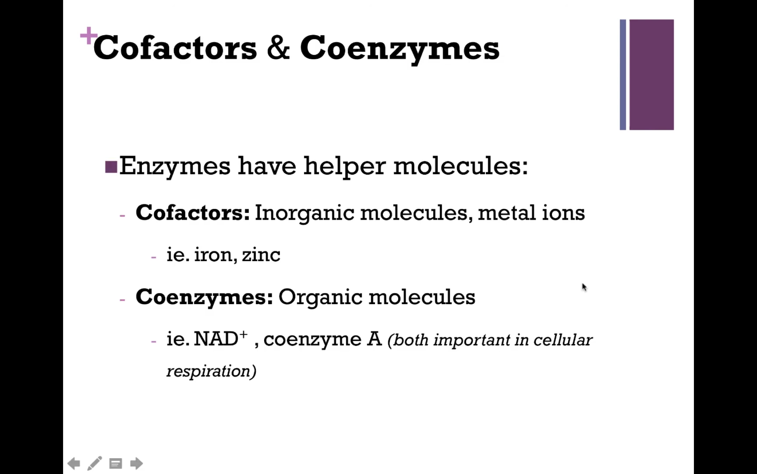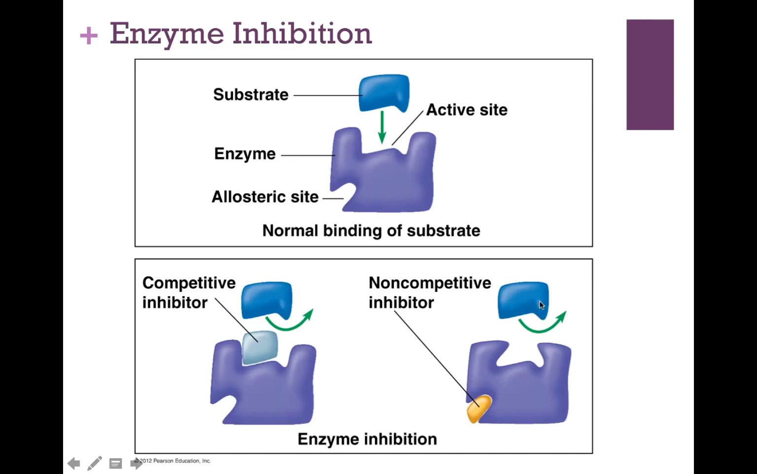All right. Other things that can affect an enzyme: cofactors and coenzymes. Now, these are really not a huge thing that I want to focus on. Basically, some enzymes need a helper molecule. They have to have it. They can't function without it. Sometimes it's a cofactor, sometimes it's a coenzyme. What's the difference? Cofactors are inorganic metal ions like iron and zinc. Coenzymes are organic, meaning that they're made out of hydrocarbons.